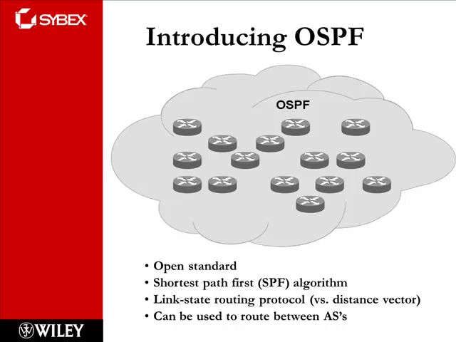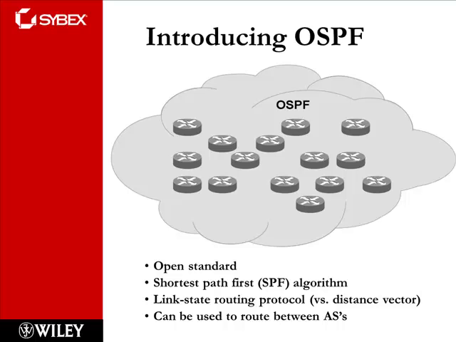So OSPF, unlike EIGRP, is an open standard, uses the shortest path first algorithm that was developed by a guy named Dijkstra. Link state routing protocol versus the distance vector, can be used to route between autonomous systems. What we're going to have in this thing is areas, and the CCNA objective is configuration of a single area OSPF network, which is really not all that complex to do.